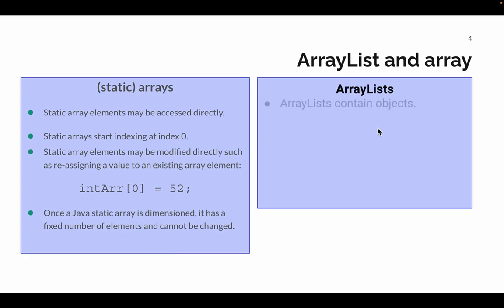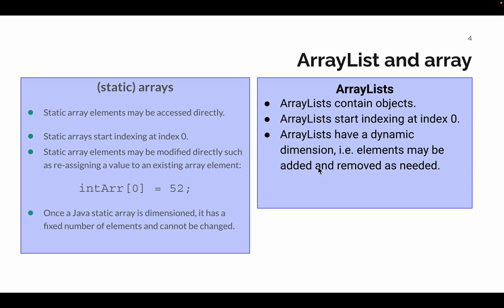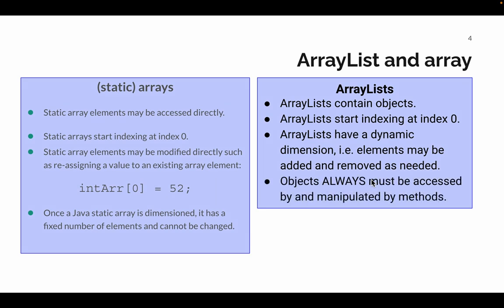An array list contains objects. It also starts at 0, and it has a dynamic dimension; elements can be added or removed as needed, and objects must always be accessed by using their methods.